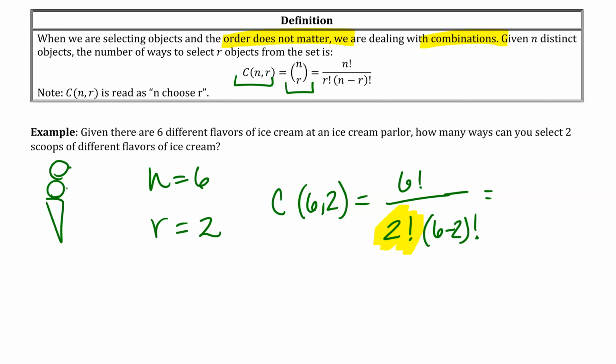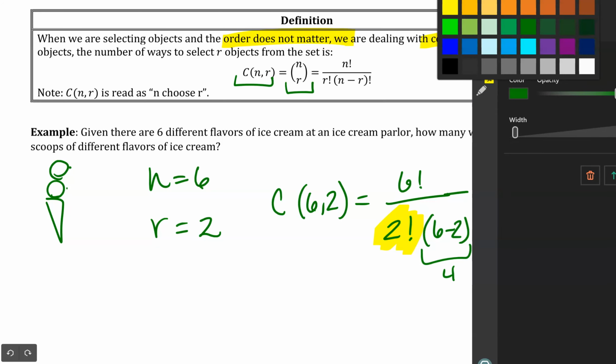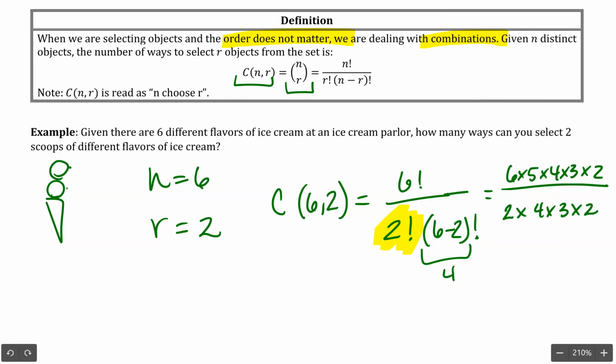6 factorial, which is 6 times 5 times 4 times 3 times 2, and I'm not going to write the 1, times 2 factorial, which is 2 times 1. And then this right here is 4 factorial, so we have 4 times 3 times 2 times 1. And then we can see what simplifies here. Now note that you can plug this into your calculators. You do not have to do it by hand. Okay, so that cancels out, and then we have 30 divided by 2, which is 15 different ways.